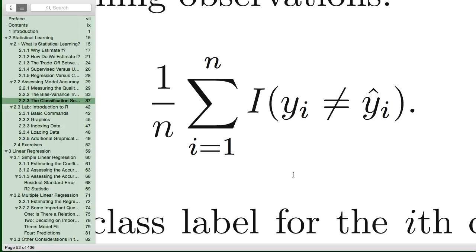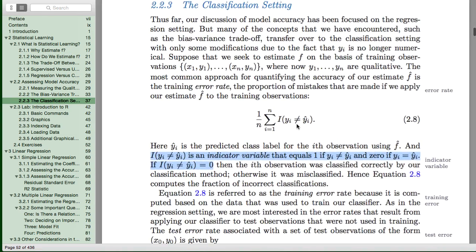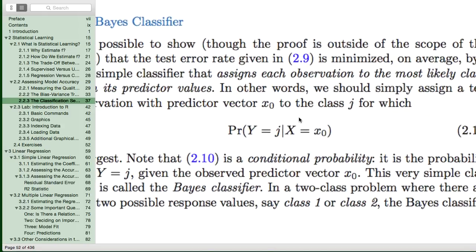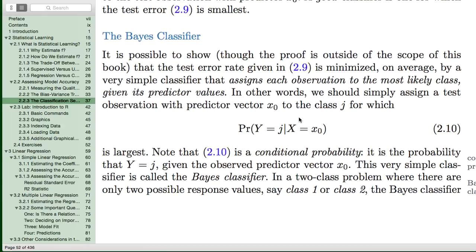Now, how do we classify whether y is yes or no, or up or down, or in or out, or something like that? Well, what we would like to do is classify in order to minimize this error rate. In fact, this is another of these math things that can be shown, but we're not going to show you. Or you're not going to have to show us, I should say. It can be shown that we can minimize the training rate if we assign each observation to the most likely class given its predictor values.